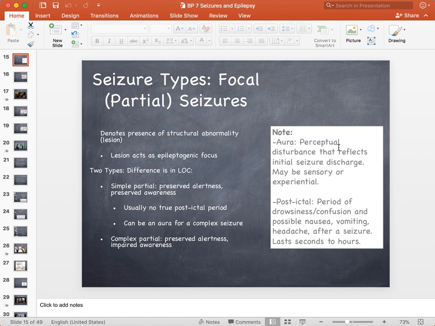The other thing is the post-ictal period. This is a very typically stereotyped period right after a seizure, where a person could be drowsy, confused, they might even go to sleep, they might have some nausea, some vomiting, even some headache. It can last seconds to hours. The point here is that you do not see this in a focal partial seizure.